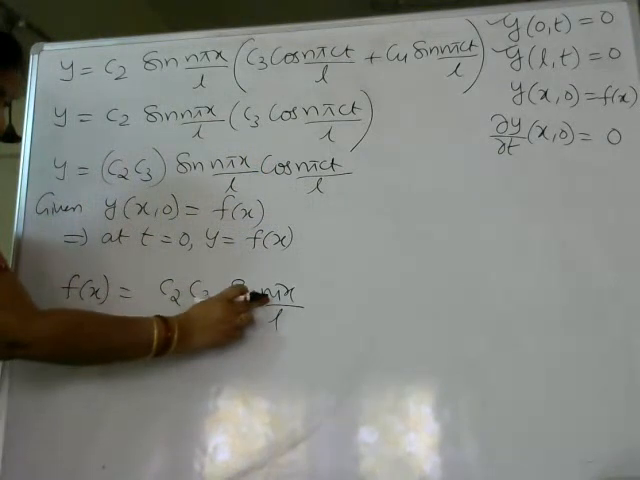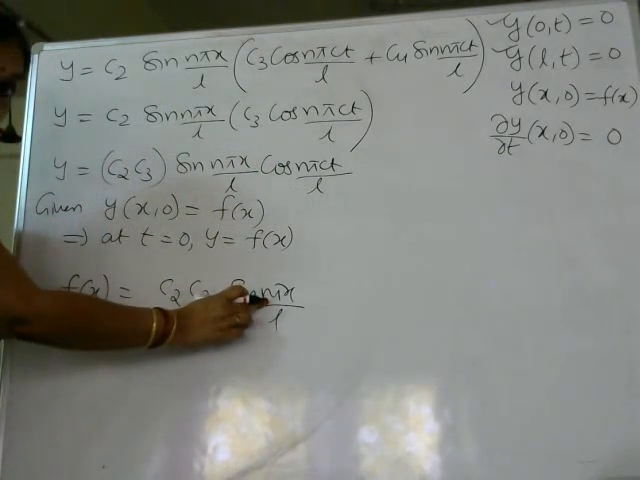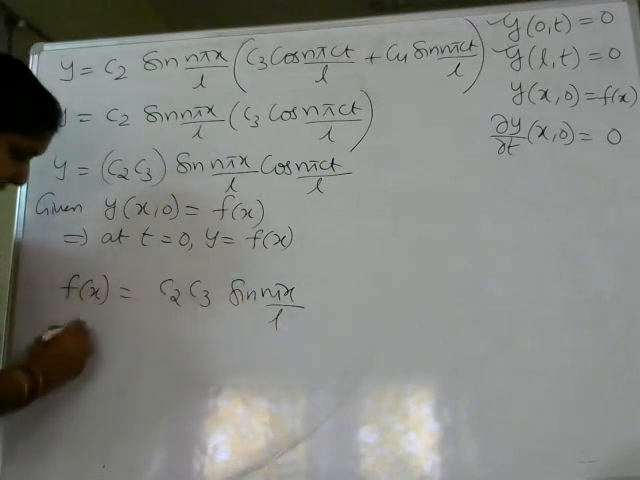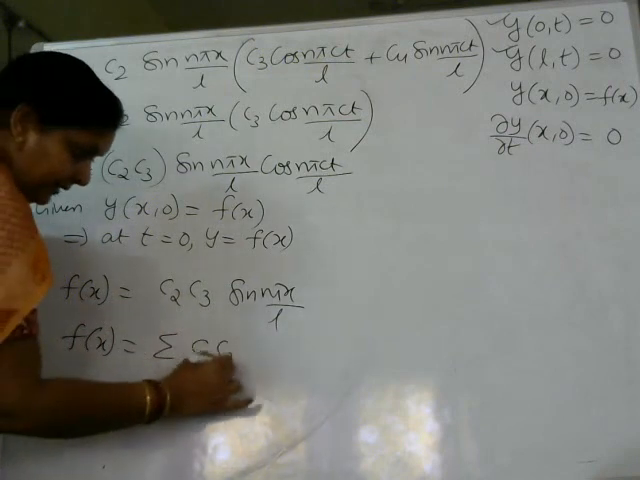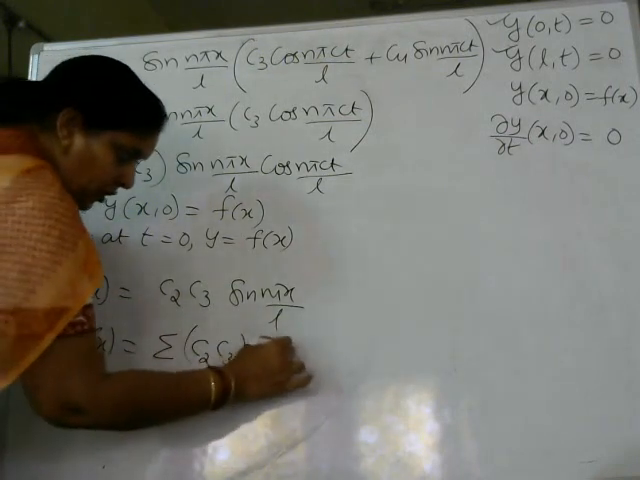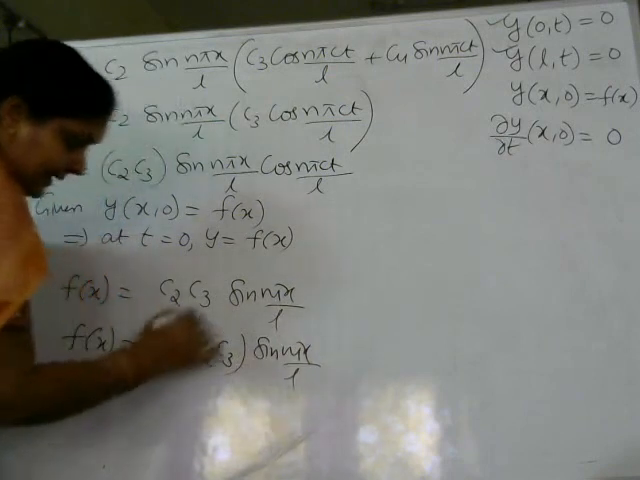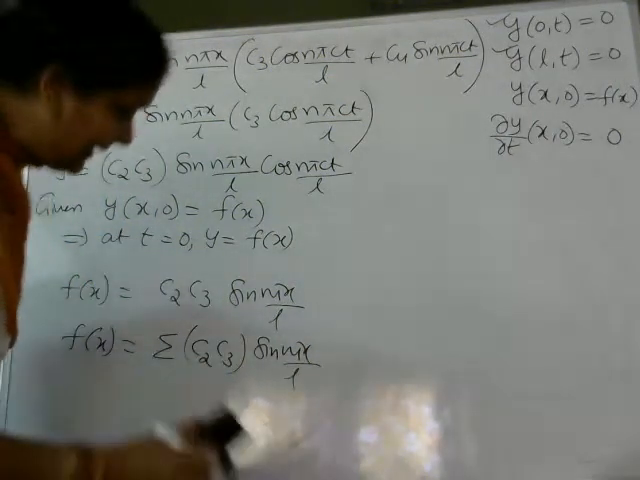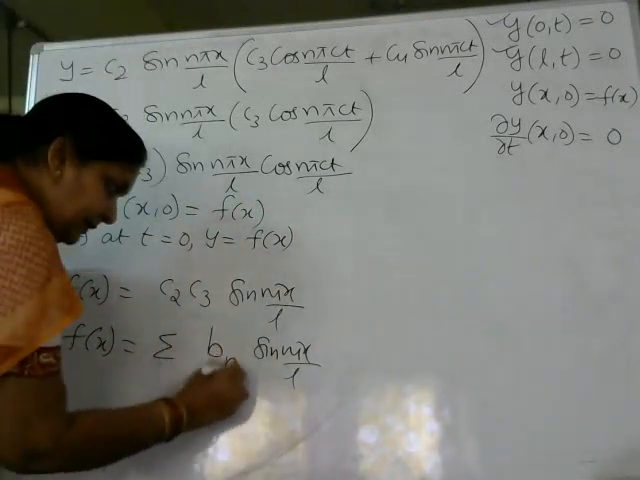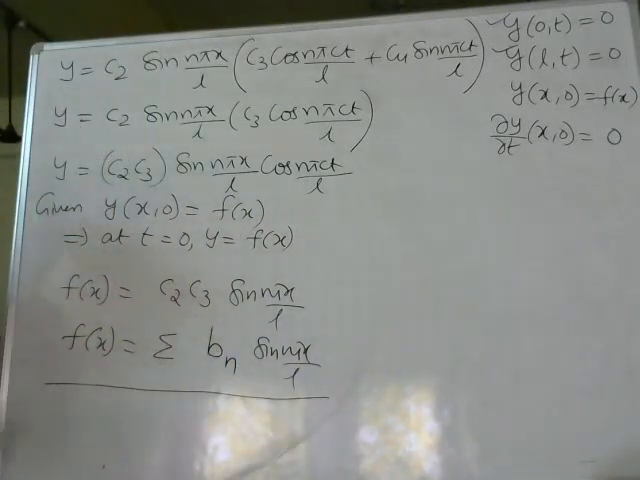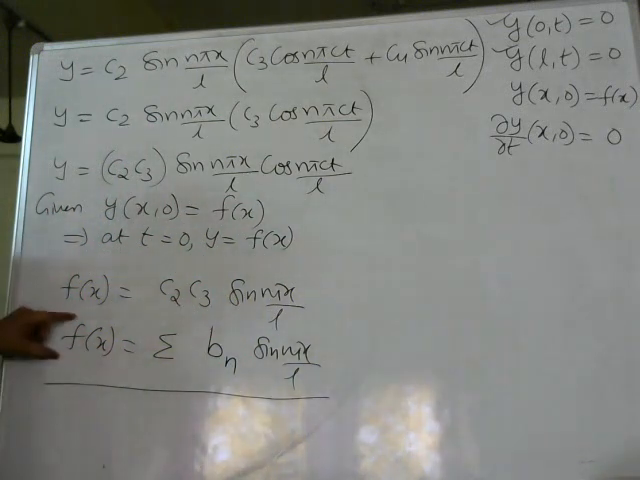Now n equal to 1 will have one relation, n equal to 2 will have another value, n equal to 3 will have another value. This n is infinite. So I'll write this value as sigma C2 C3 sin(nπx/L), sum of all the values of n. This C2 C3 now I'll write as some constant Bn. Is this representing any value which you have learned before? Remember that this represents a half range sine series.